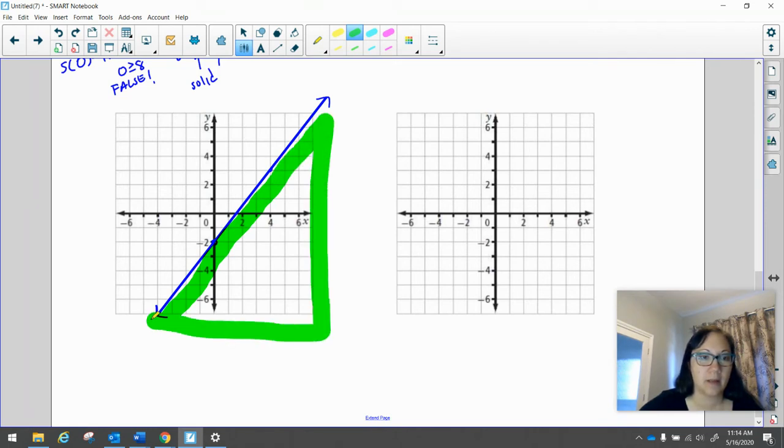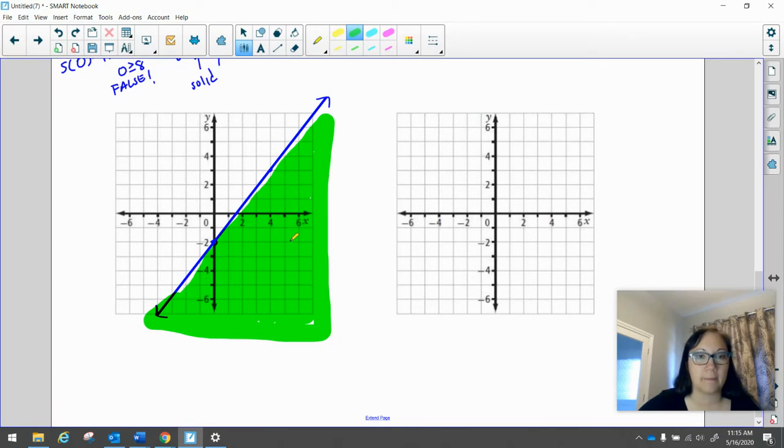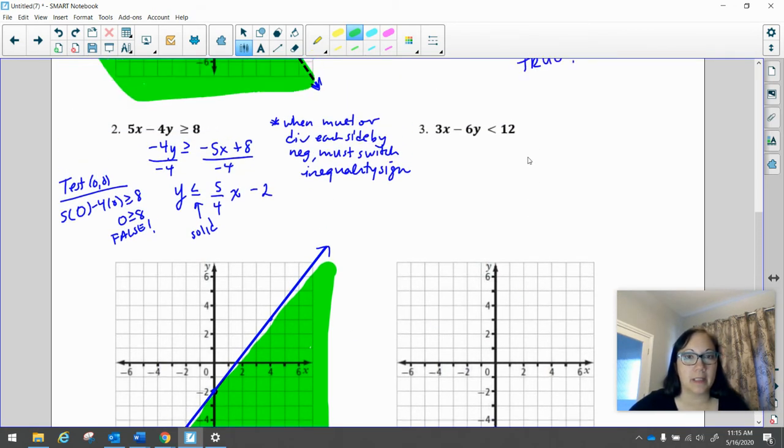So there is my solution region. Of course, it goes on and on past where the grid ends. It's an infinite area here. Sorry, it's really hard for me to get that close, but hopefully that makes sense. I'm really trying to go right up to the line, but not over the line. Okay, moving on.